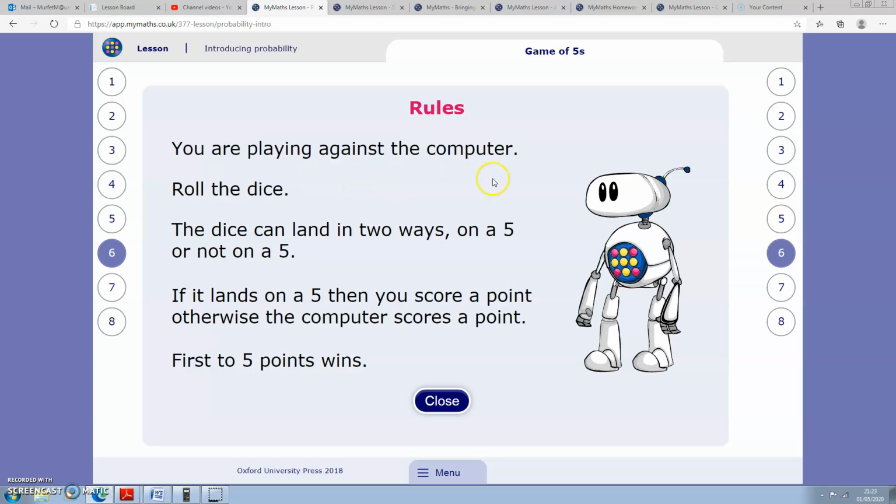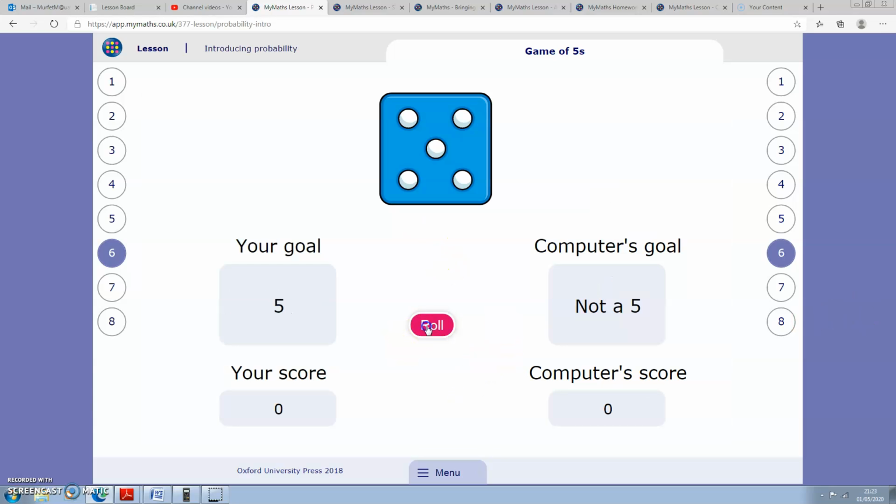Playing against a computer, roll the dice. The dice can land in 2 ways, on a 5 or not on a 5. If it lands on a 5, you score a point, otherwise the computer scores a point. First to 5 points wins. Okay. So who wins?